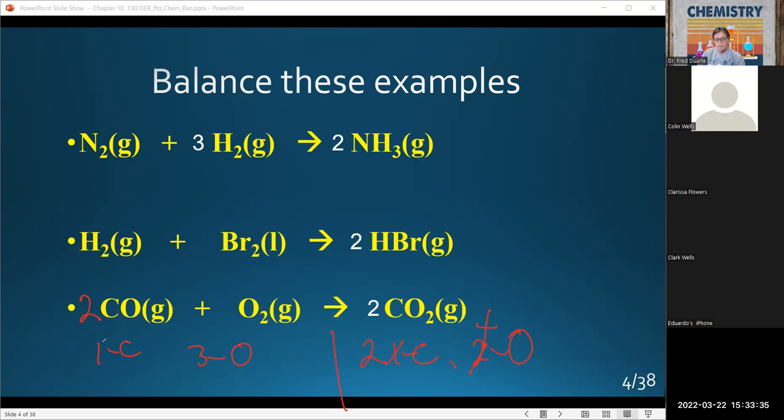What that does is balance out my carbons now. Now my oxygens go to 4, because I have 2 in the form of carbon monoxide and 2 oxygens in the form of oxygen gas. And guess what? We are balanced. Balanced chemical reaction here.